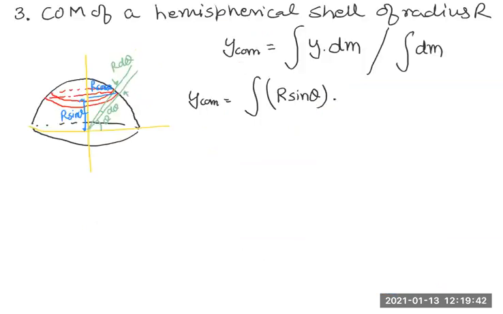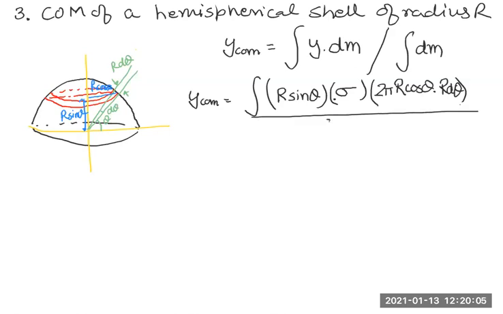Into dm, which is sigma multiplied by the area of the red ring. The area of the red ring must be the circumference of the red ring, which is 2 pi r cosine theta, multiplied by the thickness of the red ring, which is r d theta, divided by dm, which is nothing but a repeat of what I have written above.